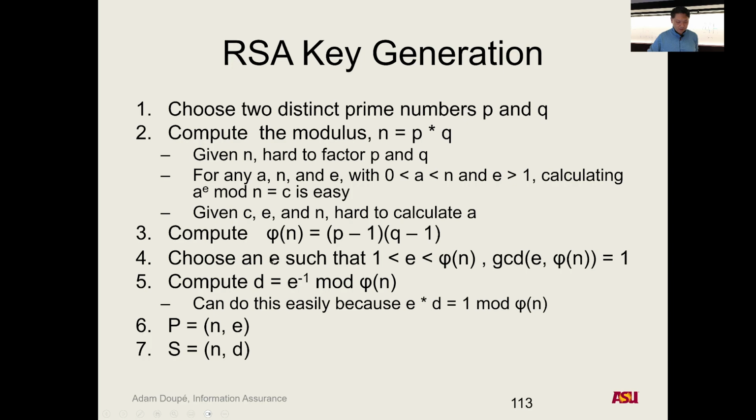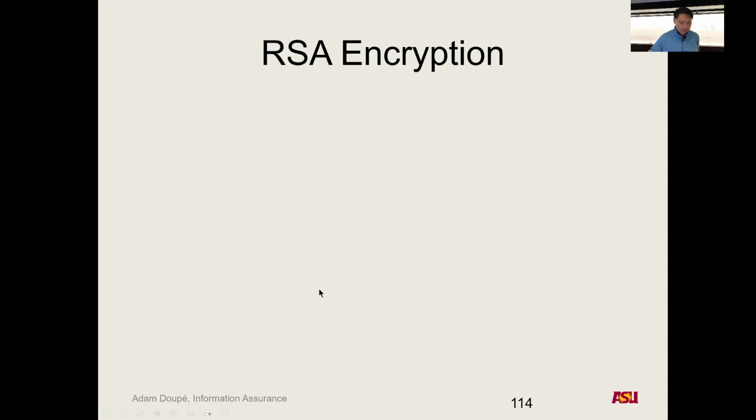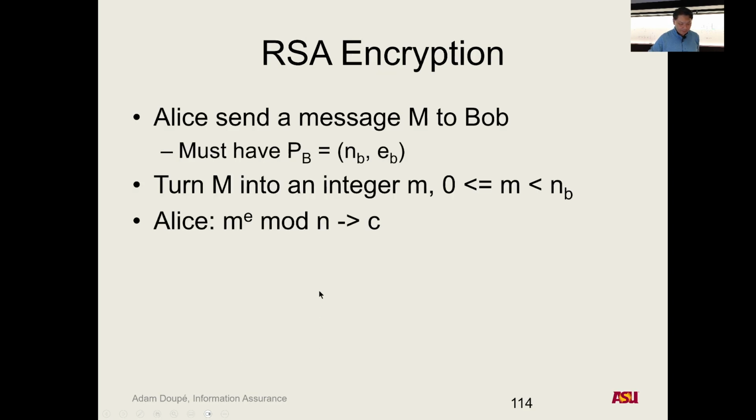Then we can compute D. This is the private exponent, right? It can be obtained with this formula, and we can do this easily because of the Euler formula. Eventually we get the pairs: N and E is the public key, where E is the public exponent, and N and D is the private key, where D is the security exponent. So, an example.